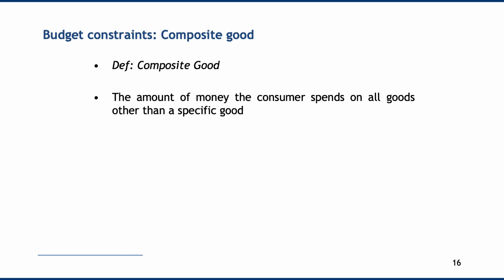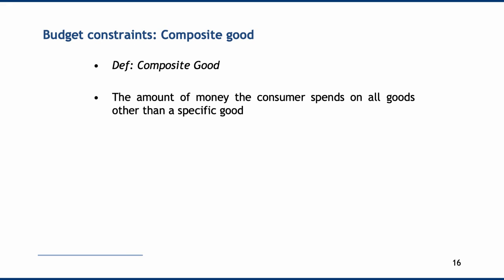So let's imagine that we need wine and beer for the party, but also somebody says we need some potato chips. In this case, we can just call beer good X, and we can define good Y as a composite good made up of wine and chips. The composite good will just be the amount of money left over having made a decision about how much beer to buy. It's the amount of money you spend on everything other than beer.